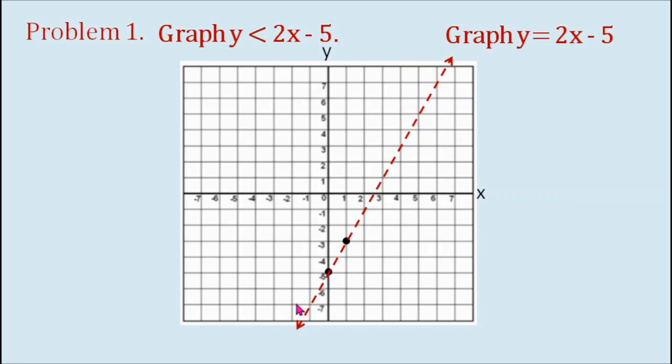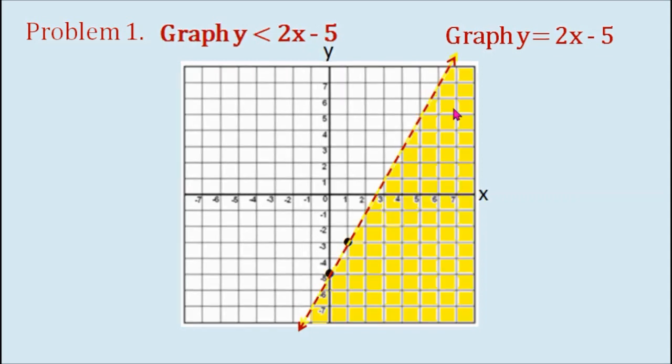Now this line divides our coordinate plane into 2 regions. The first one is above the line and the second one is below the line. In the form y is less than 2x minus 5, less than means it's below the line. So we are going to shade this part here that is below the line. So this is the graph of y is less than 2x minus 5.